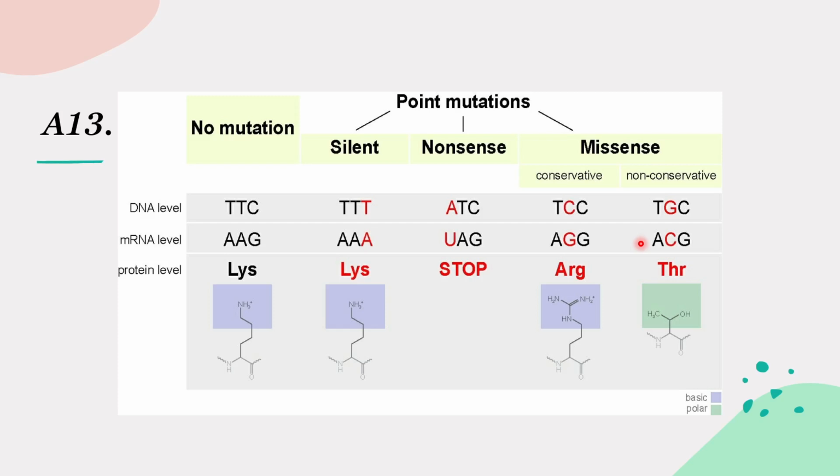Understood? I think everyone is clear with silent mutation, nonsense mutation, and missense mutation. Specifically, we get confused with missense mutation. What is it? It is just a single nucleotide change in the triplet genetic code, and that leads to another amino acid formation. Okay, I think everyone is clear. Let's move to our next question.